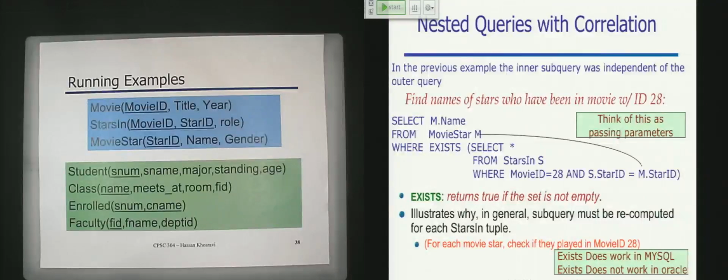Now you can have nested queries that are in correlation with each other. You can see that my outer query says select m.name from movie star M, where exists, and then I'm referring back to M in my inner query without actually defining M as part of my inner query. Here you can think of this as a function now that you have a parameter for it.